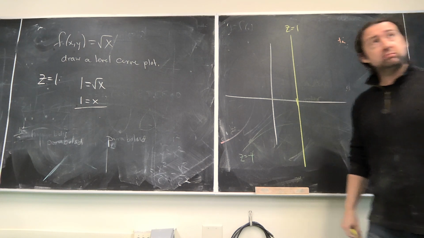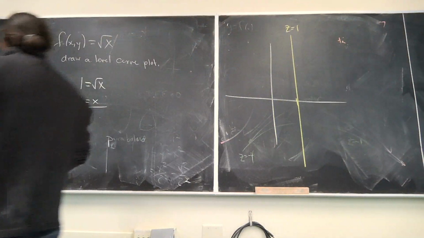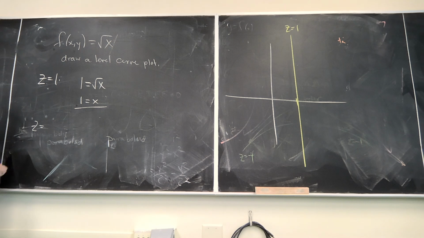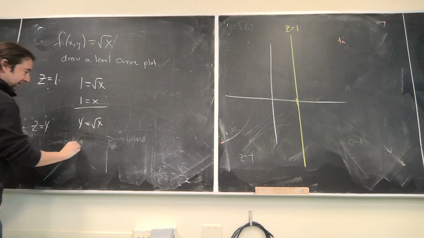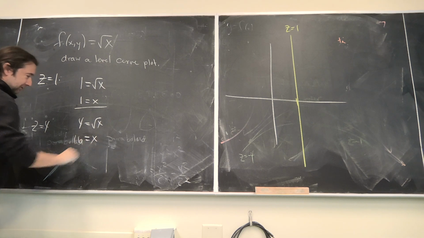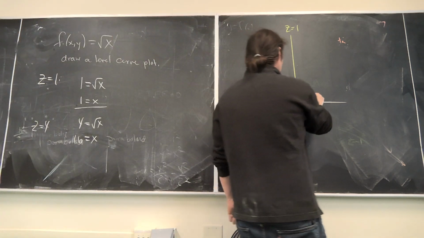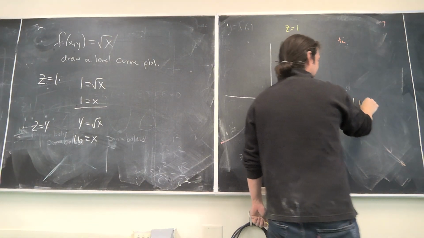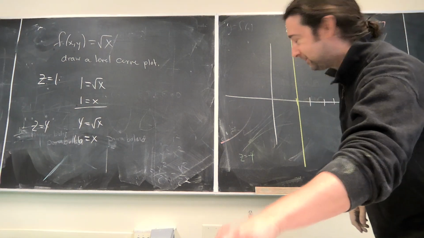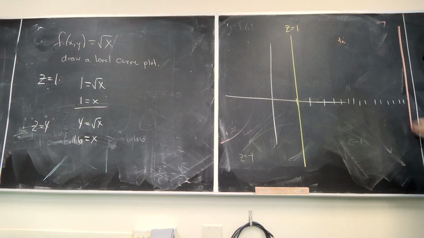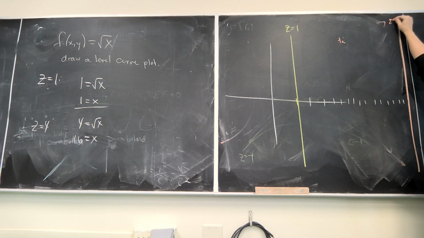Other values? 4. Oh, okay. You sure? Z is equal to 4 gets us 4 is equal to the square root of x, and so 16 is equal to x. Okay, so let's see. 1, 2, 3, 4, 5, 6, 7, 8, 9, 10, 11, 12, 13, 14, 15, 16. Okay, so way out here is z is equal to 4.